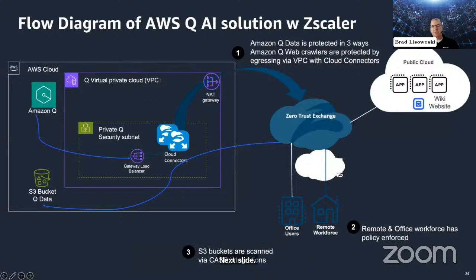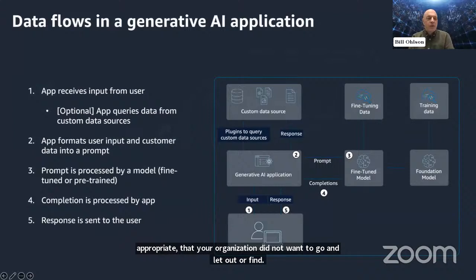And we could even use this with Amazon Q, which goes out to the internet and crawls to find information online. You can run that through a service like Zscaler, and then as you start to dump that information into an S3 bucket, we can scan it to make sure that, number one, there's no malicious content in there, and there's data that's appropriate versus data that may not be appropriate, that your organization did not want to let out or find. Next slide, please. Yep. I think those are great examples.